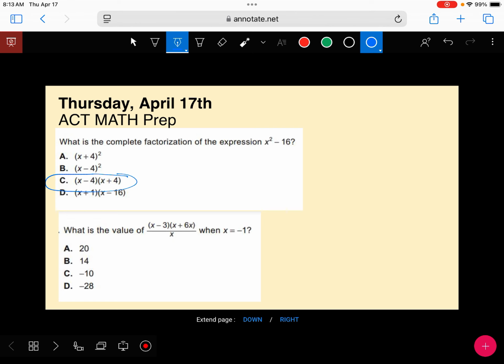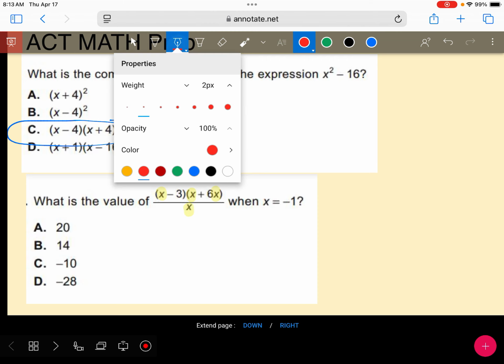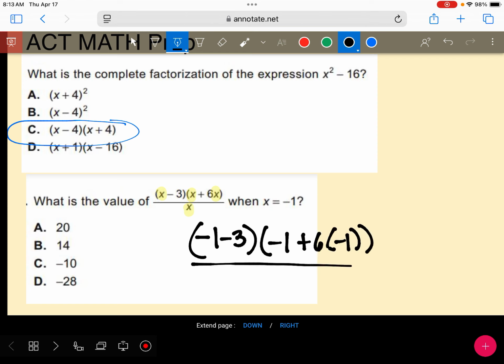For the second one, what is the value when x equals -1? So we just need to put a -1 in every place where you see an x. So you're just typing that in your calculator essentially. That would be -1 minus 3, and then -1 plus 6 times -1, and that's all divided by -1. So I'll give you a moment to select your answer, A, B, C, or D.